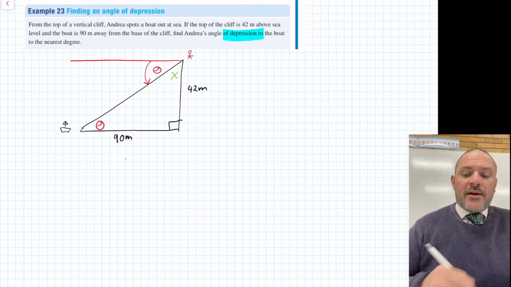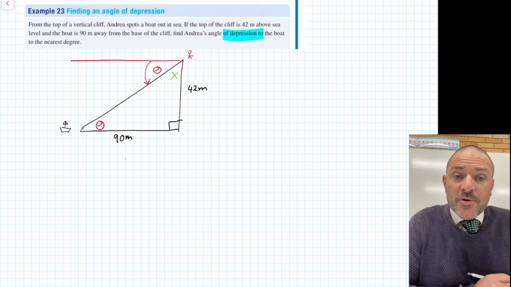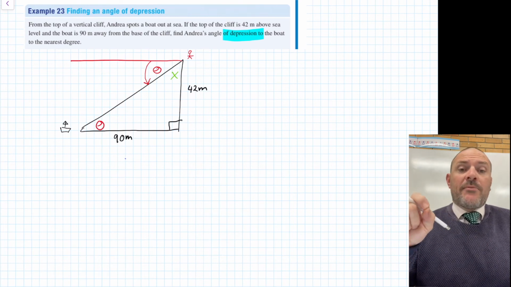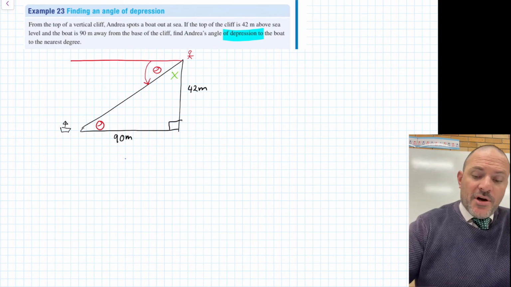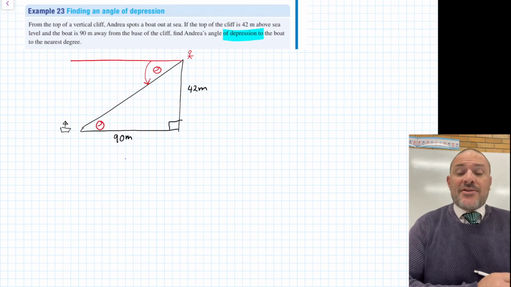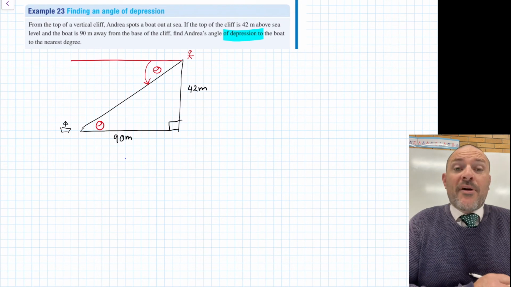Do not put your angle inside of there. Now, you could, of course, if you knew that you're going to take it away from 90 degrees, but a lot of people don't. They just put the angle inside there, and that's incorrect. So please refrain from doing that.